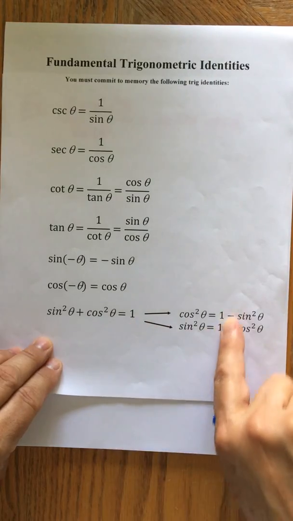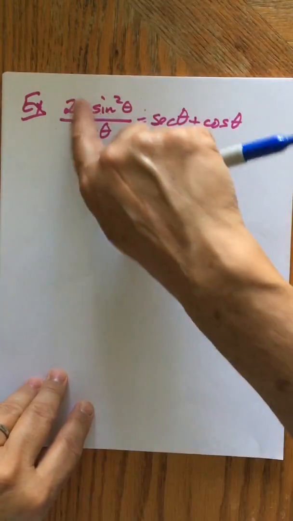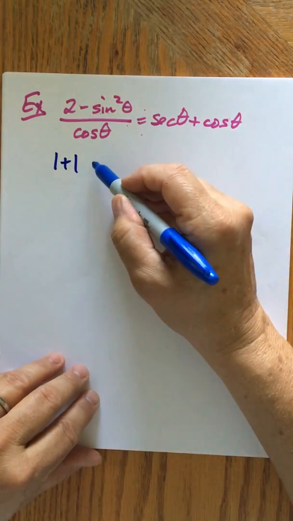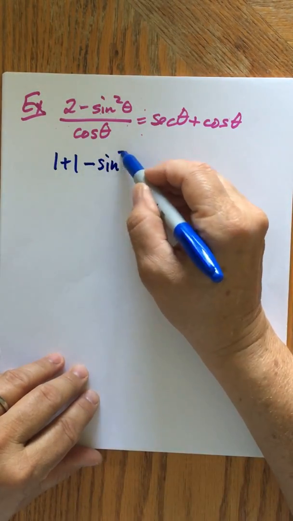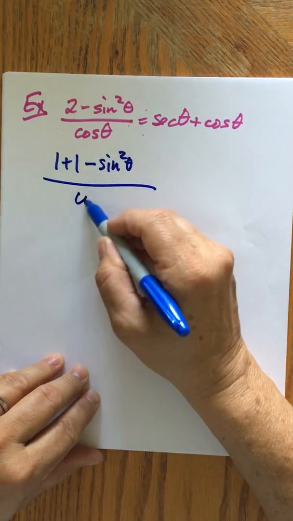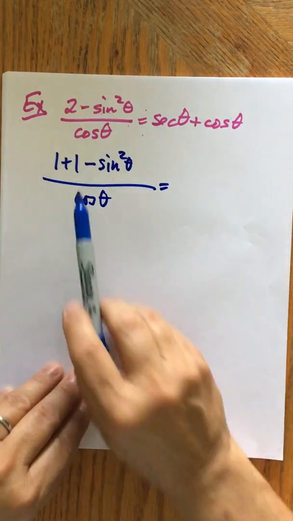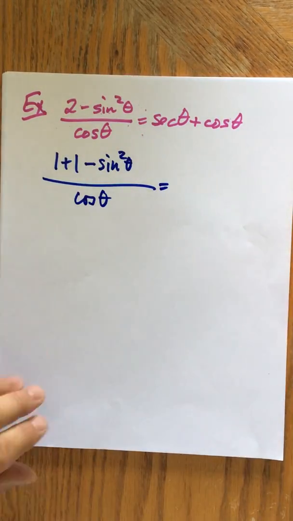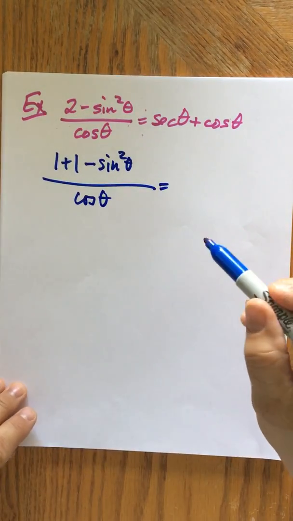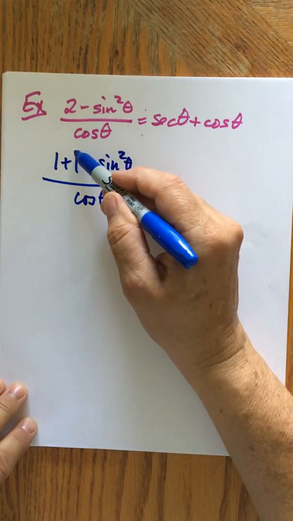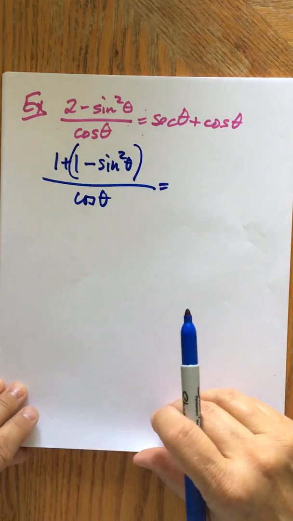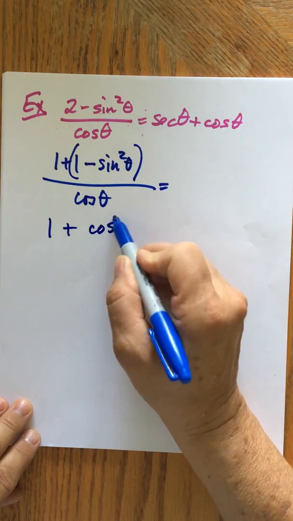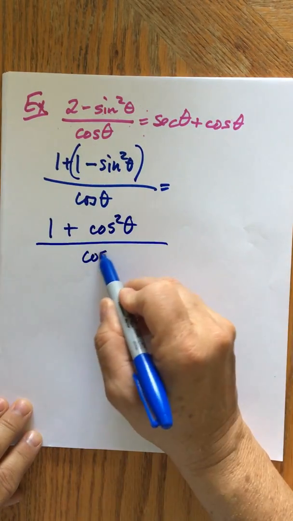I want to get the 1 here. So I'm going to split off this 2 into 1 plus 1, which is 2, and then minus the sine squared theta all over cosine theta. So here's your 2, there's your minus sine squared, and there's your cosine theta. Everything's legal. But now remember, 1 minus sine squared is cosine squared. So I can write this as 1 plus cosine squared theta over cosine theta.